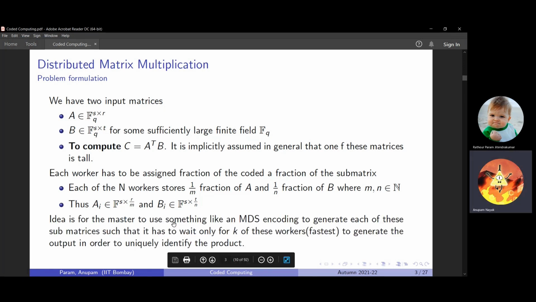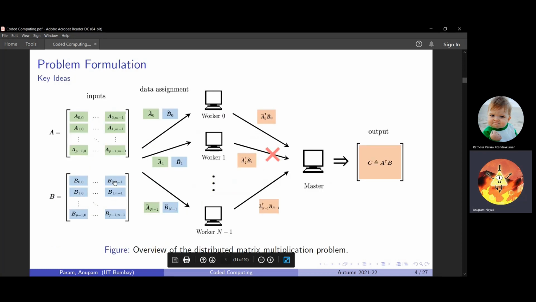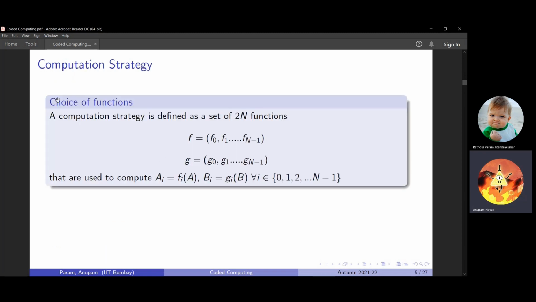The idea here is to use MDS encoding such that we only need k out of the n workers, the ones which generate the output the quickest, and we can use just those outputs to successfully recover the product C equal to A transpose B. This is just a visual diagram of what we are trying to do here.